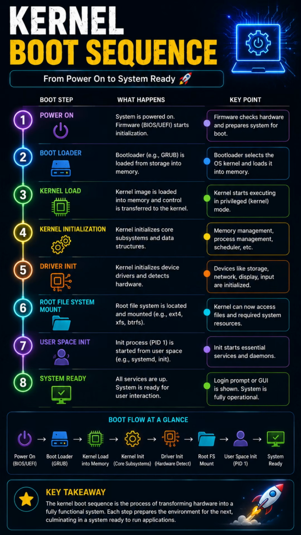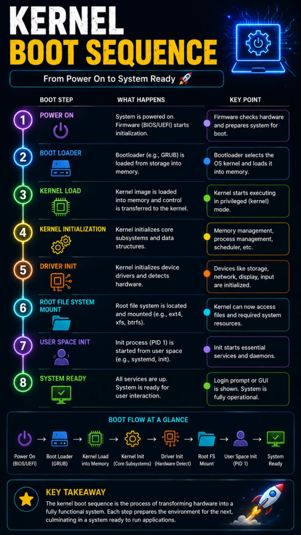Next comes the bootloader, like GRUB, which locates the operating system kernel on the storage device and loads it into memory. Once loaded, the kernel begins executing. During kernel initialization, it sets up critical subsystems such as memory management, process scheduling, and interrupt handling.